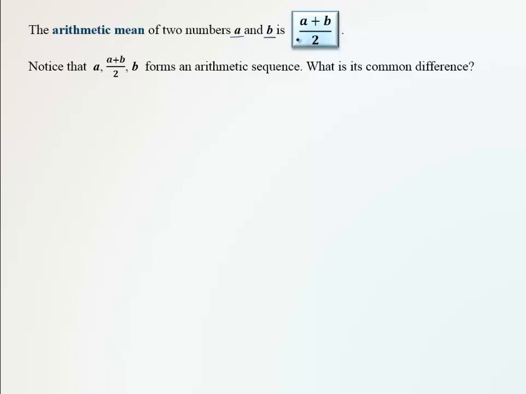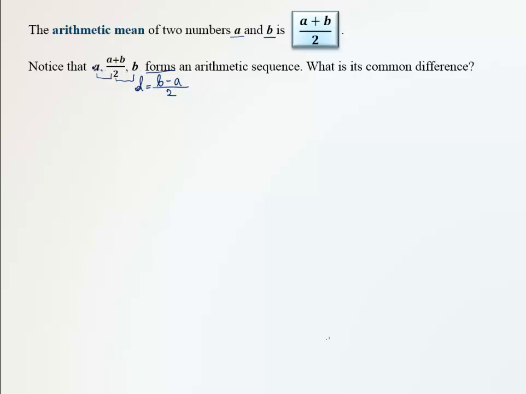Notice that this has something to do with arithmetic sequences. If we line up the numbers a, then the mean a plus b over 2, and then b, these three numbers actually form an arithmetic sequence. What is the common difference of this sequence? Well, it's not difficult to calculate. For example, if this is one difference and that's the second difference, the easiest way would be to take the difference b minus a and divide it by 2. That will be the common difference. So it's the difference between the larger number and the smaller number divided by 2.